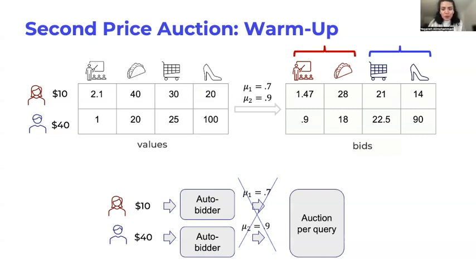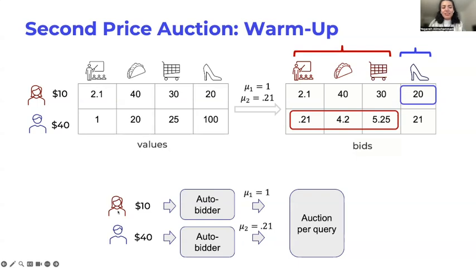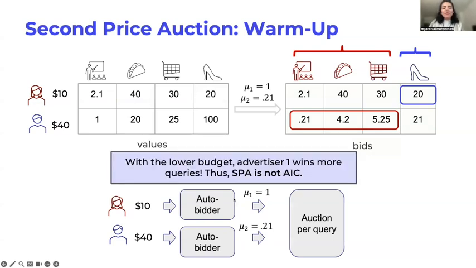So I'm not going through the detail of how the example works, but trust me, in this setting, when the first advertiser has lowered their budget, it gets more queries because their auto bidder turns out to bid more aggressively. And then as a result, the second price auction is not AIC with this simple example.